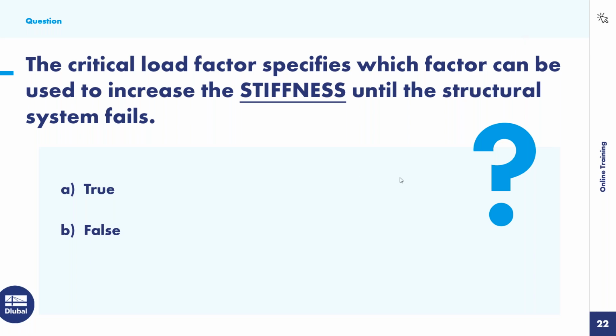All right, so it looks like it's a little bit split. Looks like most of you chose A, true, and a couple chose B, false. So again, the statement was that the critical load factor specifies which factor can be used to increase the stiffness until the structural system fails. And this is actually false. The critical load factor specifies which factor can be used to increase the loading until the structural system fails. So again, the critical load factor is telling you that the loading of your structure is either good if it's above 1, or too high if the critical load factor is below 1.